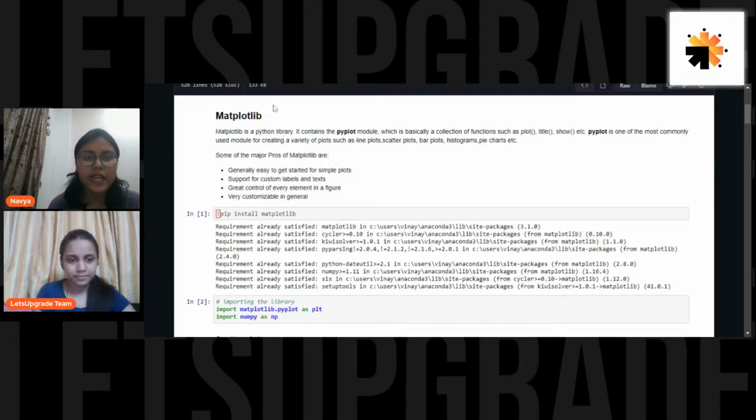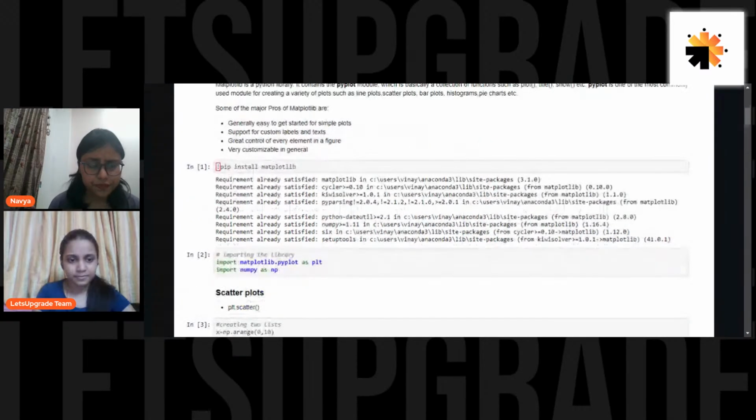अभी देखना आप, you will be getting a much clearer idea जब आप ये implementation part देखोगे. So here you can see this is a Python library. It contains the pyplot module, which is basically a collection of functions such as plot, title, show, and all these. It's the most commonly used module for creating a variety of plots. Okay, इसमें you can see plots like line plots, scatter plots, bar plots, histogram, pie charts, etc.